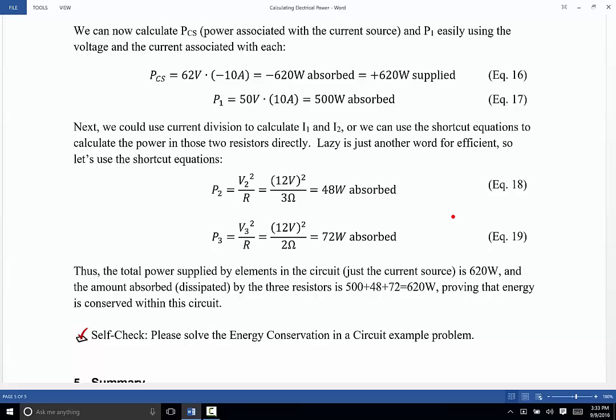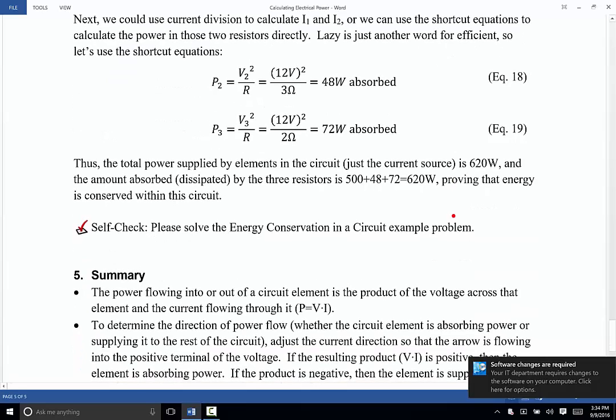So anytime that you're solving a problem like this and you have a few extra minutes, or maybe you're asked to do this, but if you have some extra time, you can always go back and double check your work and see if power is conserved, see if energy is conserved in your particular circuit. So now you have enough information to solve the energy conservation in a circuit example problem, and then you're ready to come to class tomorrow.